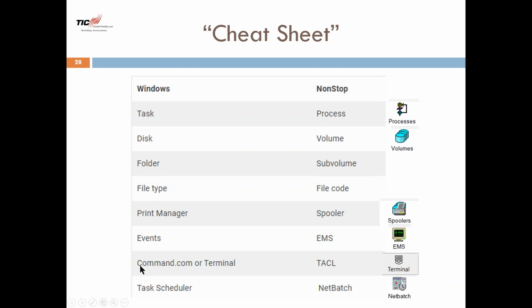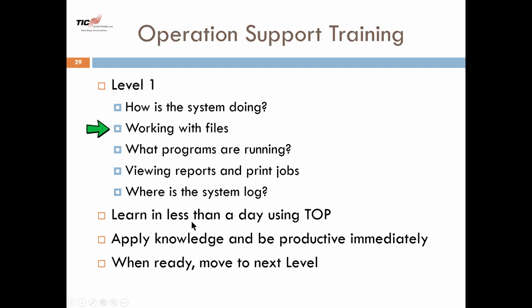On the left-hand side, this is the terminology of what things are on Windows. What you call a task, we call a process. Disk, we call it volume, and so forth. And print manager is spooler, task scheduler is NetBatch. And here, I put just icons from TOP. So once you have this cheat sheet, this will go a long way in helping people understand. So that means that if I want to look at the disk file stuff, I can go look at this disk icon. I will go to spooler, that is for print manager. So let's go. So working with files, how do we work with files?